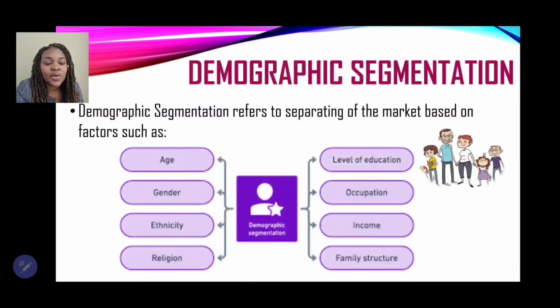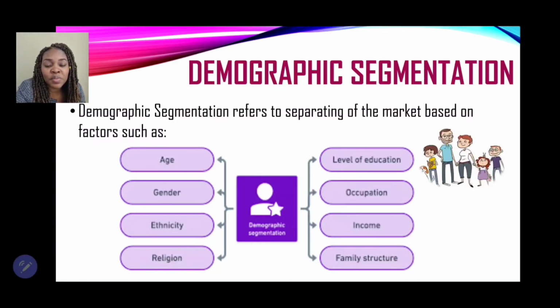All right, now the next segmentation is demographic segmentation. And demographic segmentation refers to separating the market based on certain factors, right? So we may speak of age, gender, ethnicity, religion, level of education, occupation, income, and also family structure, right?